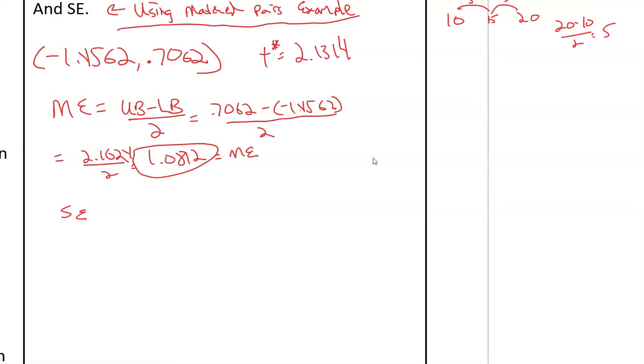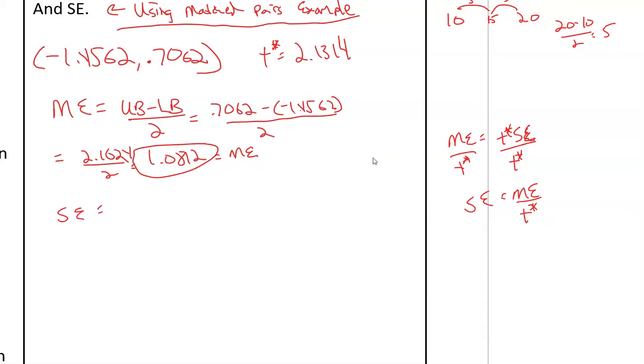And then to find SE, we'll think about over here to the side, we know that ME is equal to T-star times SE. So if we wanted to solve this for SE, let's rewrite that. ME equals T-star times SE, divide both sides by T-star, and you get that SE is equal to ME over T-star. So I'd just write it over here as a formula.